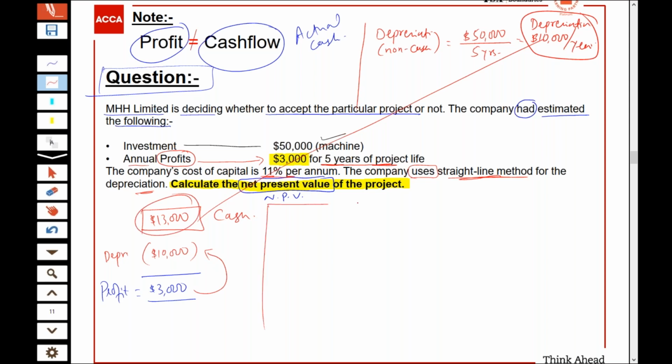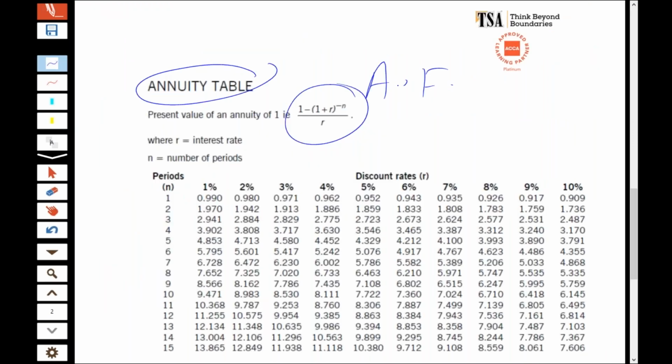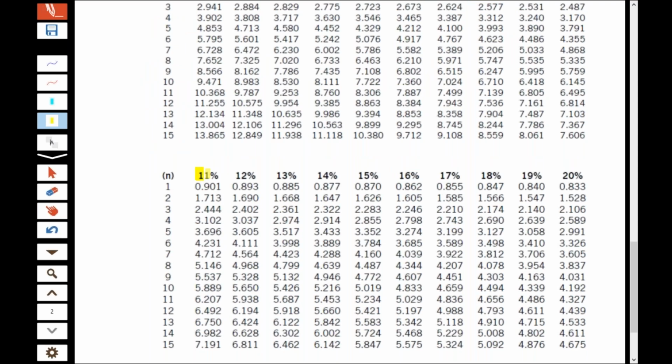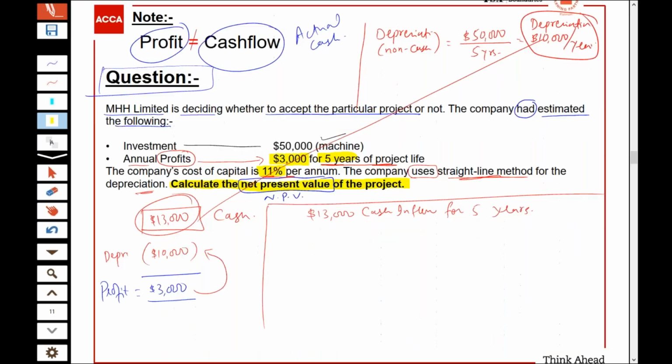So 13,000 is the cash inflow for 5 years. So what is the percentage? That is 11% and 5 years. And see, refer to the annuity factor table: 11% and 5 years, that is 3.696.